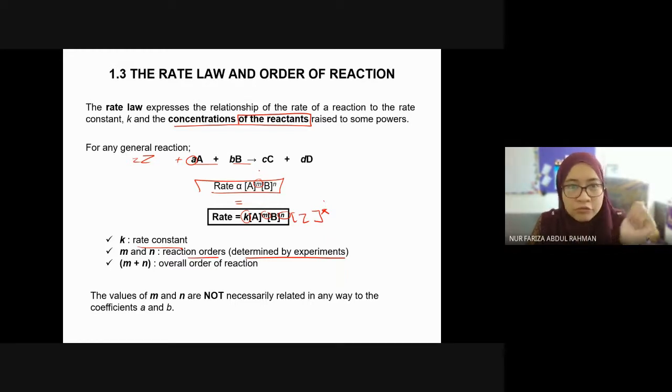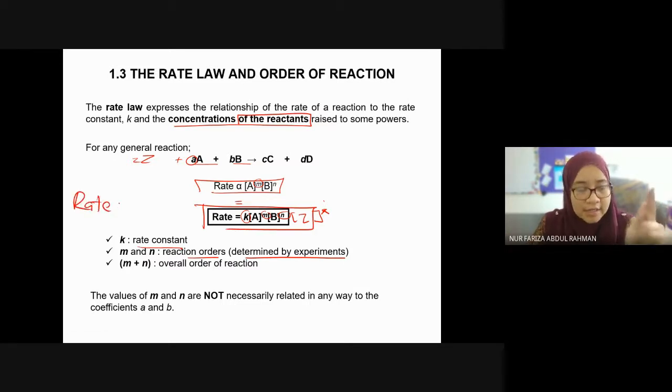Yang 1/1 tu, not the same. For rate law, okay, this is rate law. When you are asked to write the rate law, what you need to do is to write the rate is equal to k, A, referring to the equation that you have at the time. So A raised to the power of something, for example m, B raised to the power of n.